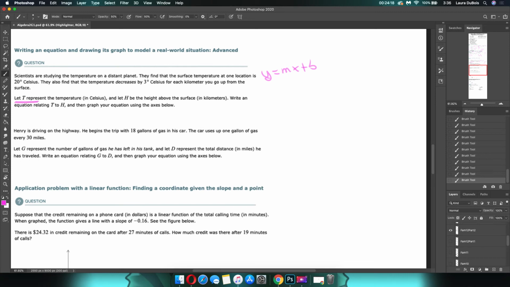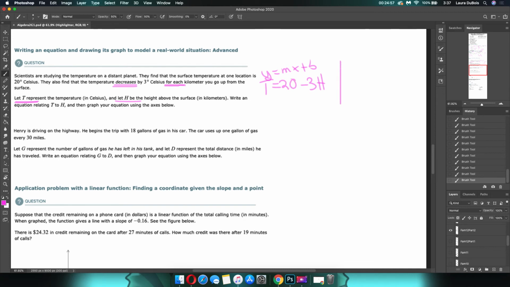The first letter they give you, that's going to be my y, T equals. And now I got to look for my keywords. They tell you in bold, underline, italics, decreases, so you know you're going to have some subtraction. And then there is your all-purpose keyword for multiplication, for slope, for variable, for so many things. Whenever you see for each, for every, or per, that's your variable. So minus 3 degrees per H, and then all we need now is our starting amount. What's our starting amount? 20. T equals 20 minus 3H.